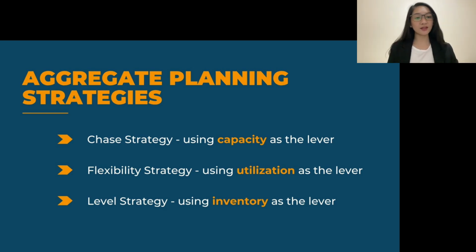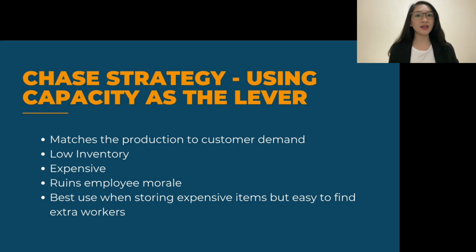We have three main aggregate planning strategies that the planner uses to achieve balance among the three costs. The first one is the chase strategy, using capacity as the lever. This kind of strategy matches the production to customer demand. If the demand goes up, you hire more people or run more machines. If the demand goes down, you fire people or shut the machines down.